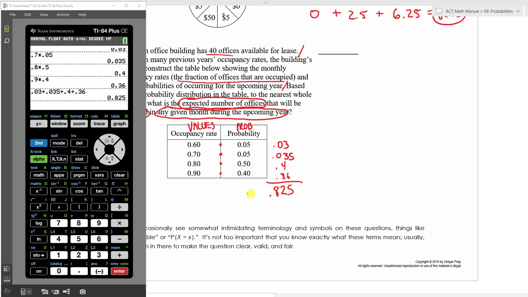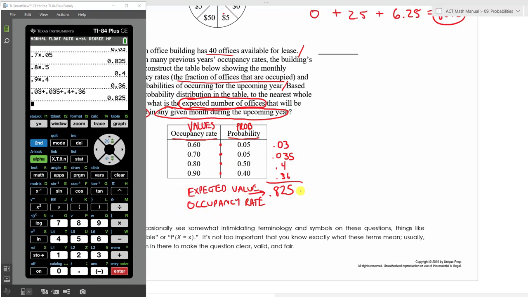And the reason that you are incorrect is because what we have just determined there is not the expected number of offices that will be occupied. This 0.825 is the expected value of the occupancy rate. We were determining the expected value of the occupancy rate with these calculations because we were multiplying the occupancy rate values times the probability of those values. Well, the result of that expected value calculation will be the expected value of the occupancy rate.